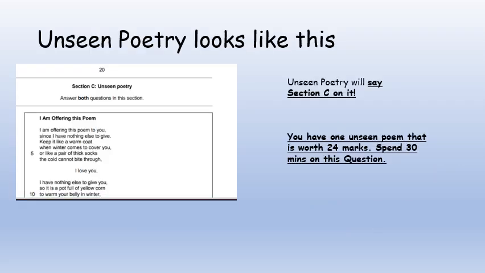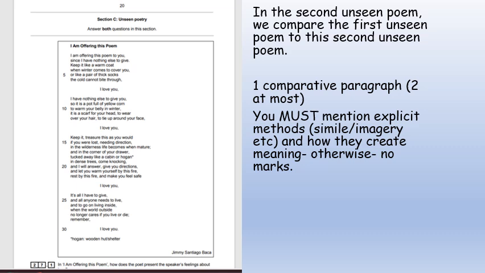Unseen poetry looks like this. Section C says Section C on it. Okay, so move to Section C after your power and conflict. You'll have one unseen poem that's worth 24 marks, spend 30 minutes on it. In the second unseen poem, we compare the first unseen to the second unseen. 1 comparative paragraph, 2 at most. You must mention methods. So simile, imagery, etc., how they create meaning.